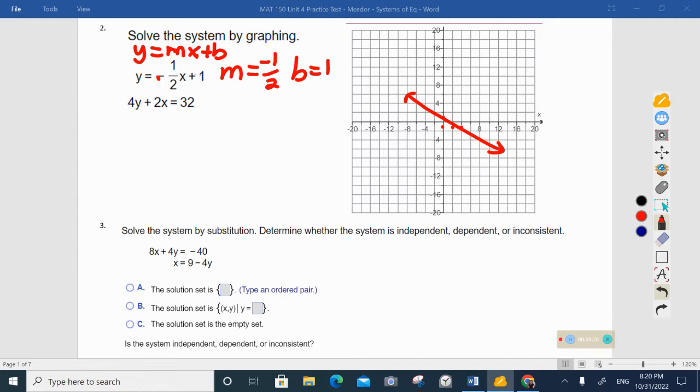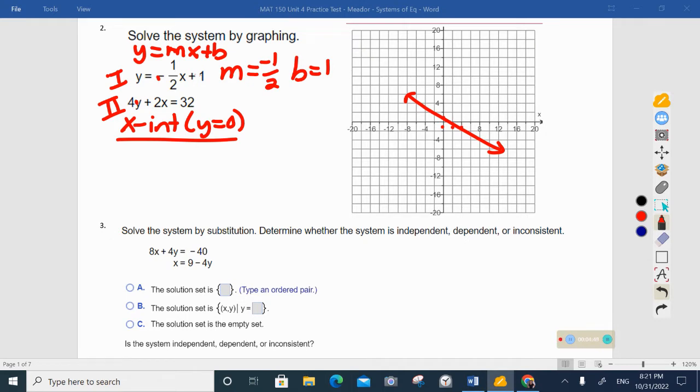Okay, the second equation, I could solve for y and plot the points, but I'm actually going to use the intercept method to graph this. So if I'm looking for the x-intercept, I'm going to let y equal 0. So in this problem, that's equation 1. This is equation 2.